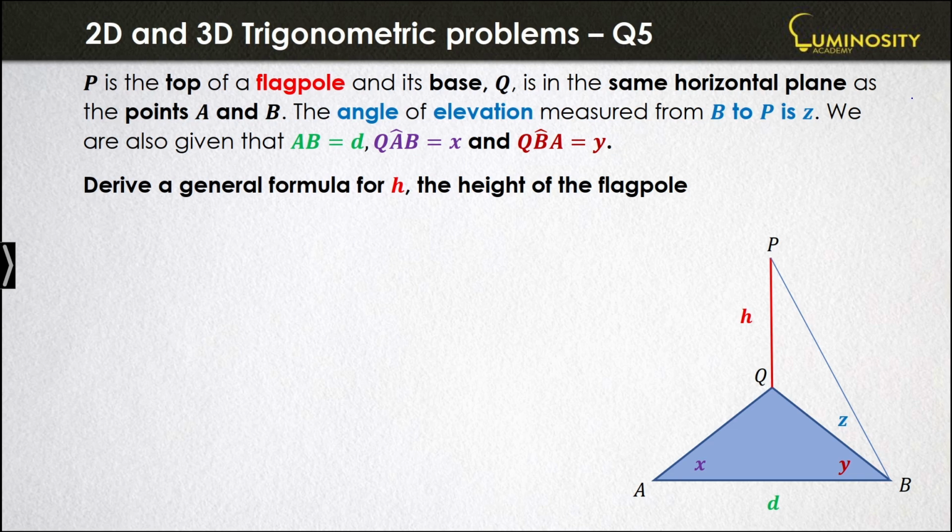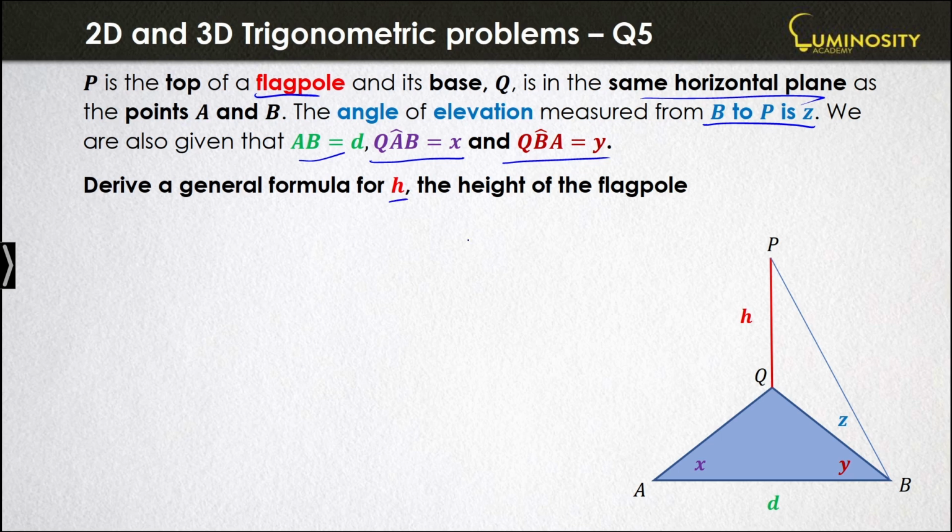P is the top of a flagpole and its base Q is in the same horizontal plane as the points A and B. The angle of elevation measured from P to B is Z. We are also given that AB is equal to D units, QAB is equal to X degrees, and QBA is equal to Y degrees. We want to derive a general formula for H, which is the height of the flagpole.